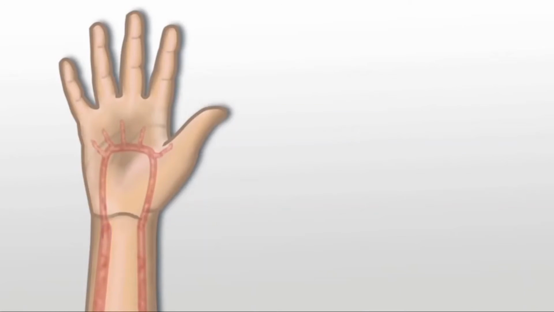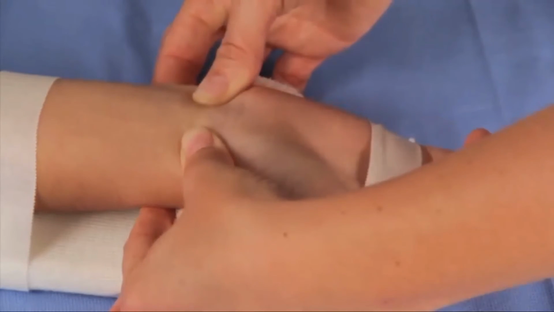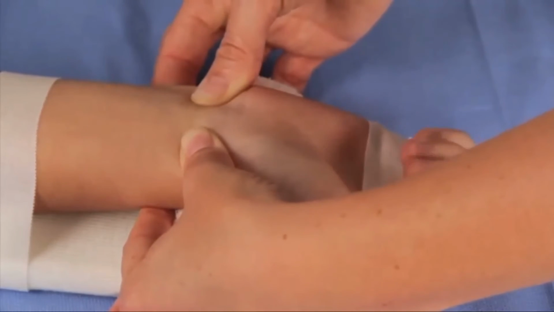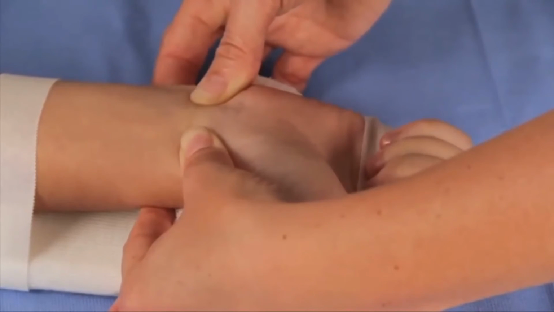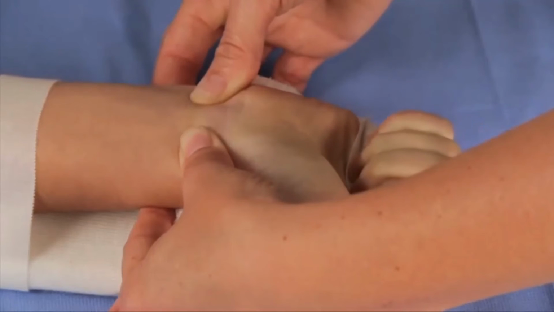We will now demonstrate how to perform an Allen test. While the patient clenches his or her fist, compress both the radial and ulnar arteries for 30 seconds. If the patient is unable to cooperate, you will have to occlude the arteries for a longer period of time and wait until the palm turns pale. Next, have the patient open his or her fist, and the hand should be pale, meaning circulation has been obstructed.